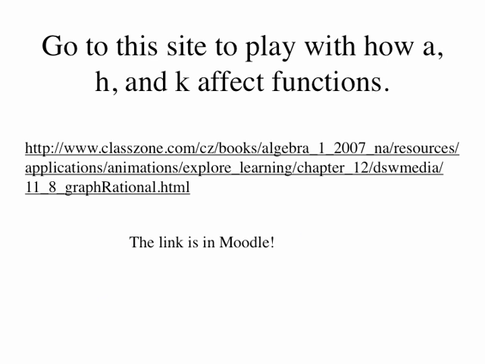A good way to understand how a, h, and k affect functions is to go to the link below. Now I know that link looks really ugly, and the copy of that link is in Moodle. It's listed as 12.2 animations. It's through the classzone.com website that your textbook is registered to. What you can do there is change a, h, and k, and see how they affect the shape of the graph.